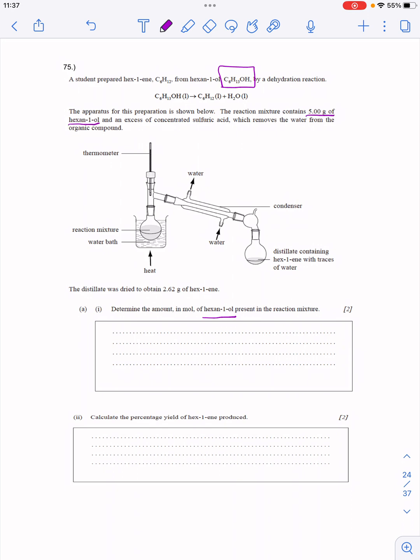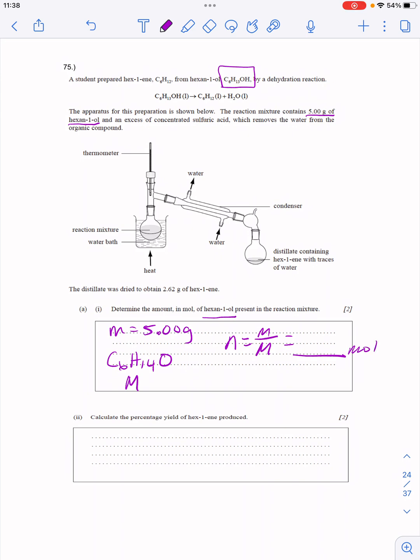All right, well, you probably will end up reading the whole question before you begin, but really that's the key bit of information here. They've given you the mass. You know the formula is C6, if we simplify it down, H14O, so we can figure out the molar mass. And if we figure out the molar mass, we get n equals mass divided by molar mass. We can get the moles of hexane 1-ol. And that's worth 2 marks.